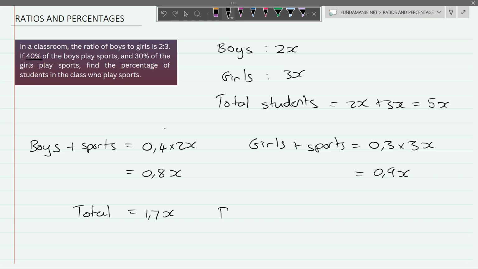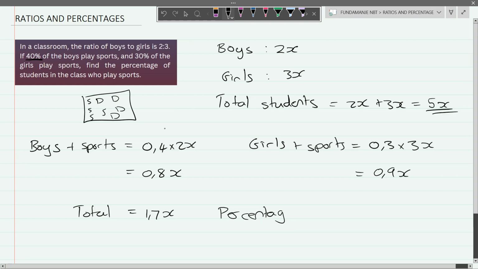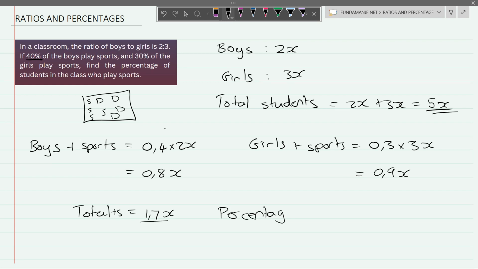Now, if you want to express this as a percentage, find the percentage of students in the class who play sports. So in the total class, we want only the students that play sports, and then there are the students that don't play sports. But the total number of students is made up of the students who play sports and who don't play sports, and we say that total is 5x. Then the total of students that play sports is 1.7x.